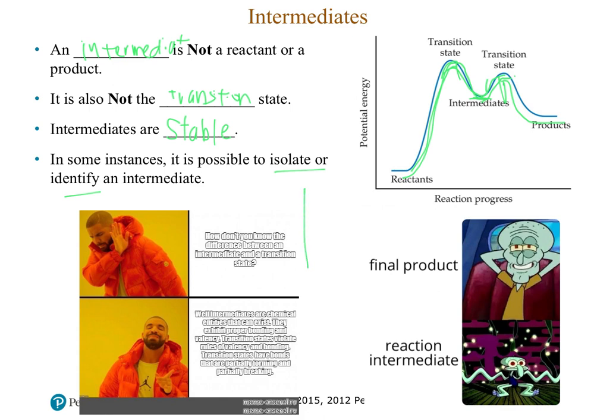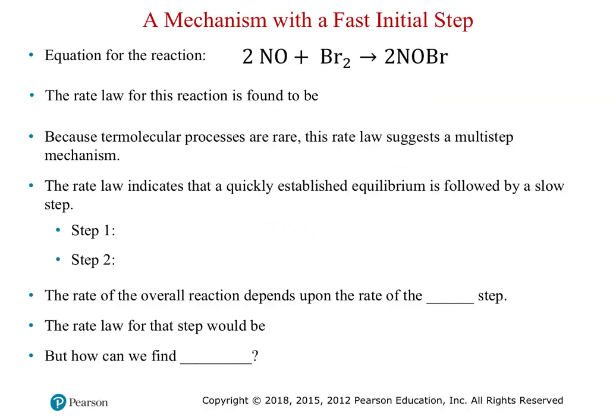For something which we're going to talk about in just a sec, that has a slow second step, it might look like something like this, and then a large second step. So I'll talk a little bit more about that in a minute. Now we're going to focus on what happens in a mechanism that has a fast initial step.